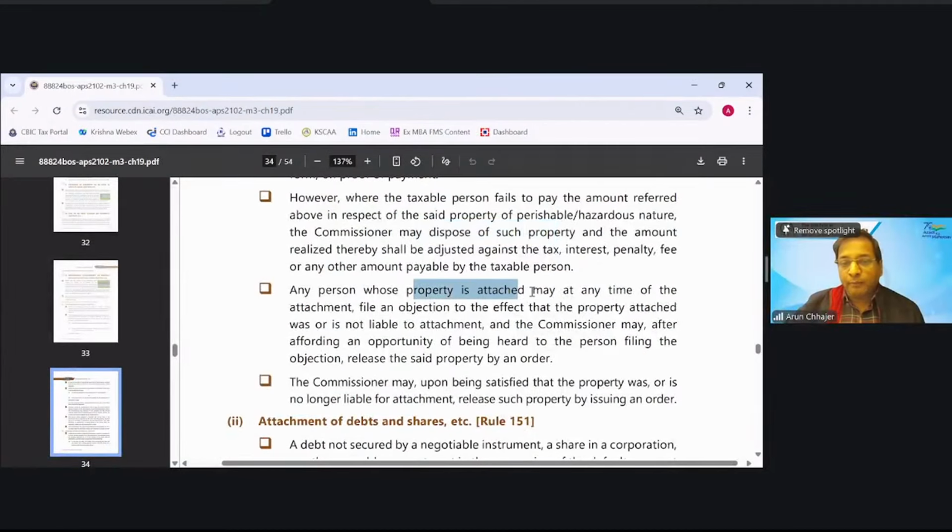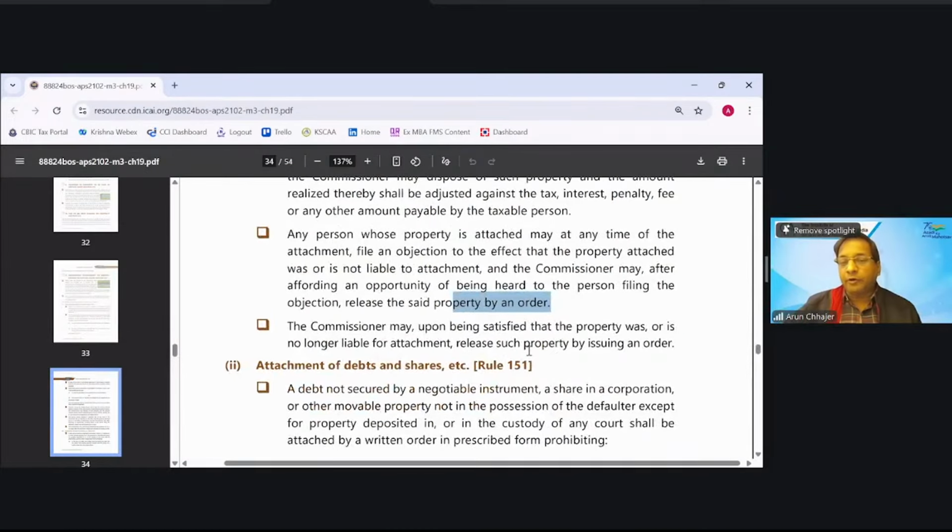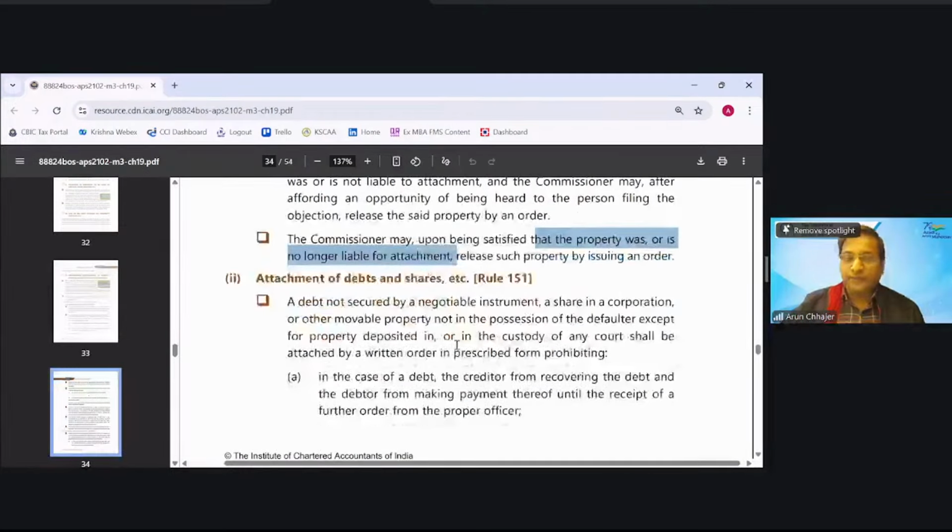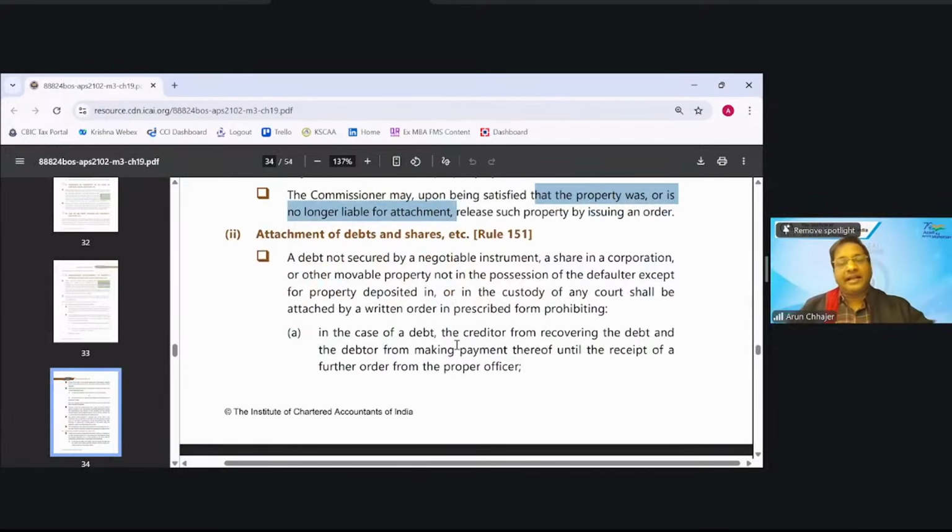Any person whose property is attached may at any time of the attachment file an objection to the effect that the property attached was or is not liable to be attached, and the commissioner may, after affording the opportunity of being heard, release the said property by an order. Commissioner, upon being satisfied that the property was or is no longer liable for attachment, releases the property by issuing an order. Attachment of debt and shares.